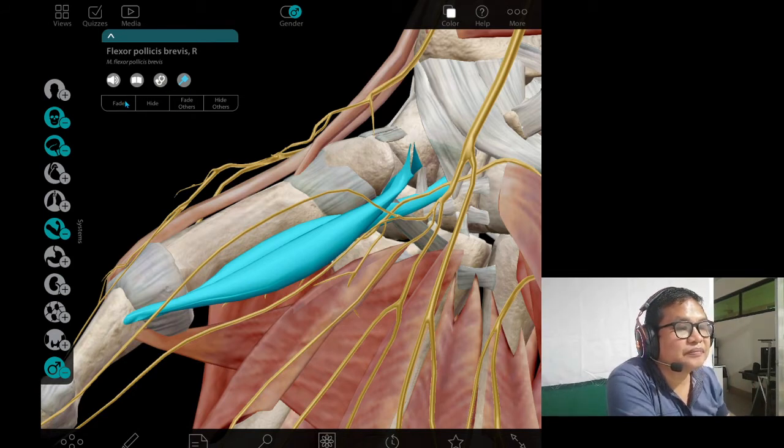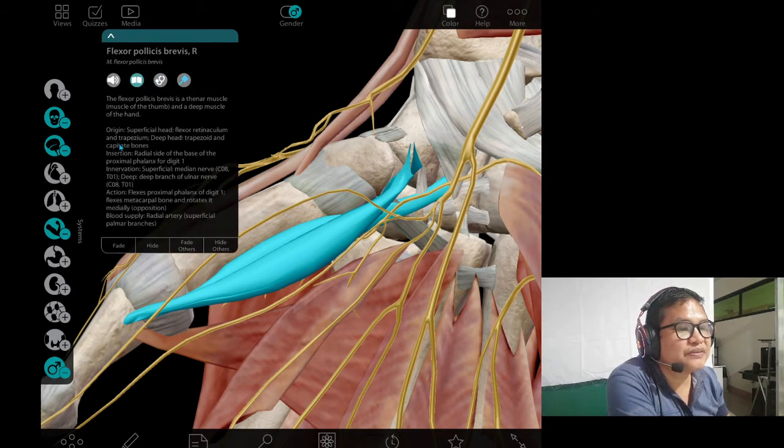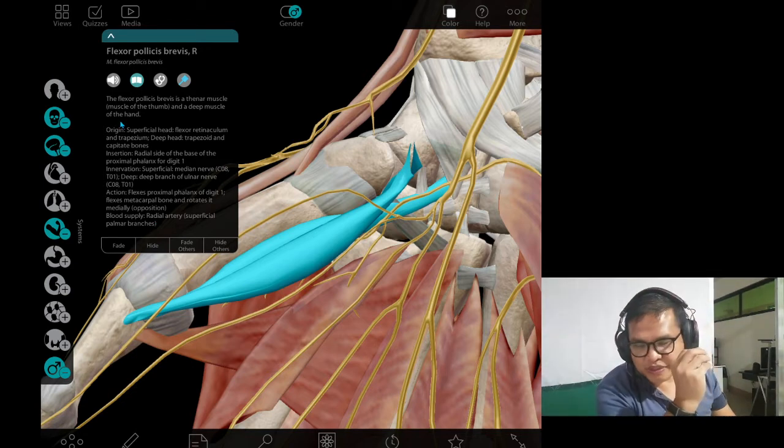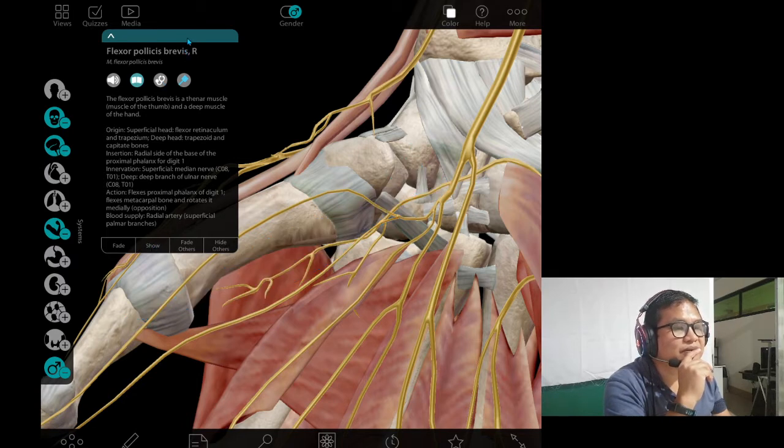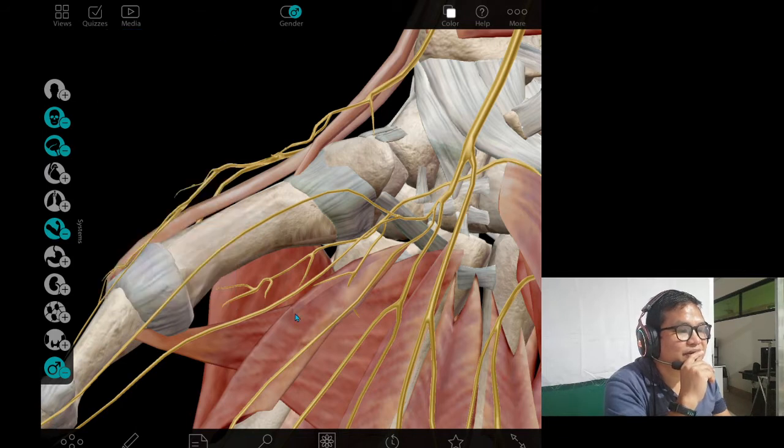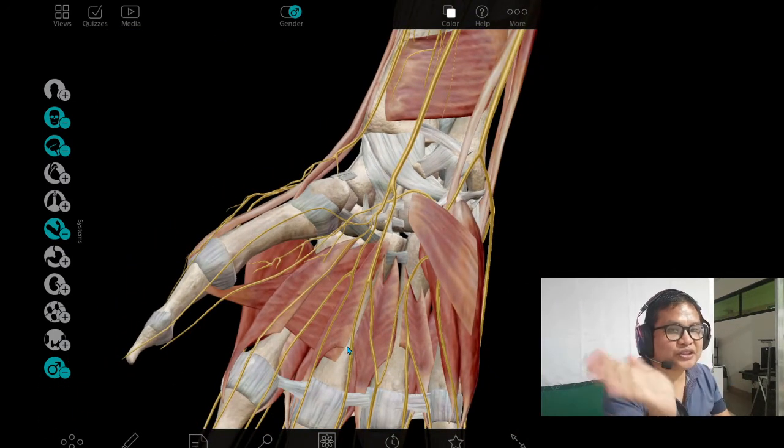It originates from the superficial head of the flexor retinaculum and inserts on the radial side of the base of the proximal phalanx. So you notice it is exclusively in the hand, it does not go to another place. Again, it is innervated by the median nerve. So we hide it. So that is for the thumb in the anterior or palm.